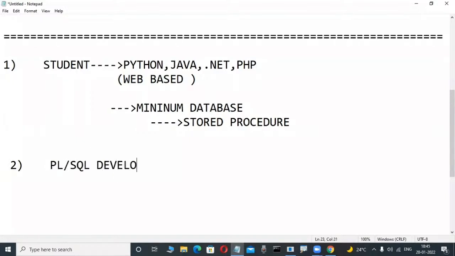PLSQL developer jobs are there. Without any knowledge of Java, .NET, or front end, maybe a non-technical person without very good programming skills, then PLSQL developer jobs are there. Maybe a 2 or 3 year gap is there. Those persons are in our course only, they are learning PLSQL for developer purposes. So many fellows are learning this course from me.